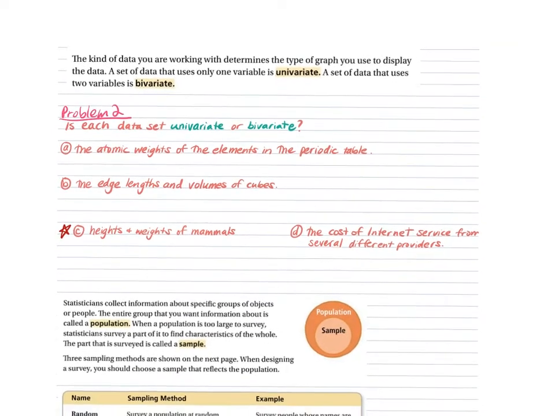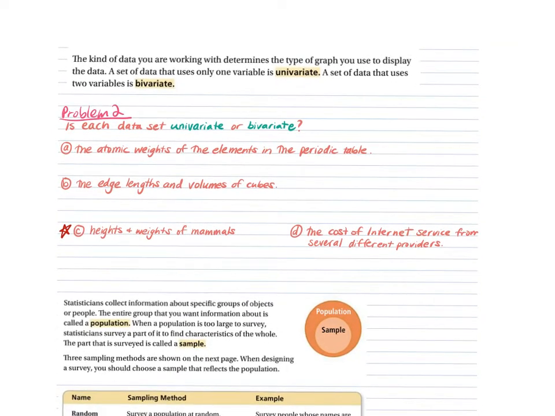Now we're going to talk about the difference between univariate and bivariate. The kind of data you're working with determines the type of graph you'd use to display the data. So a set of data that uses only one variable is univariate, right? Uni being one, variate being variable. And then a set of data that uses two variables is bivariate. Bi means two. And then variate is variable.